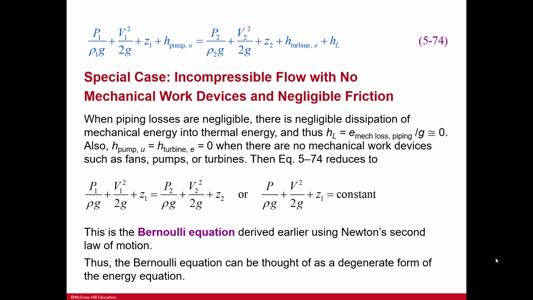So there are special cases in compressible flow with no mechanical work devices and negligible friction. And so here we can talk about when it's negligible, dissipation of mechanical energy and thermal, all of that to get to this equation. It gives you a lot of historical information. This is the Bernoulli equation derived earlier using Newton's second law of motion, and thus the Bernoulli equation can be thought of as a degeneration form of the energy equation.